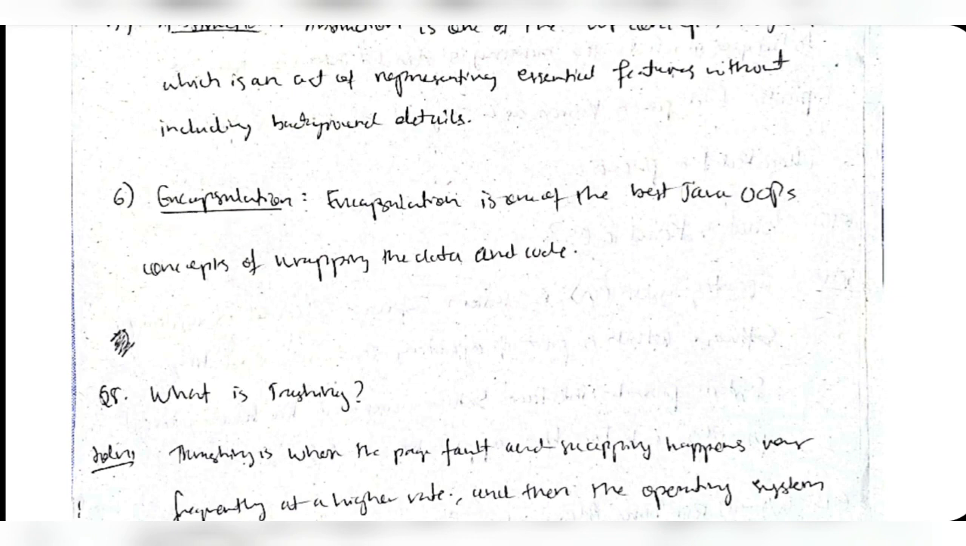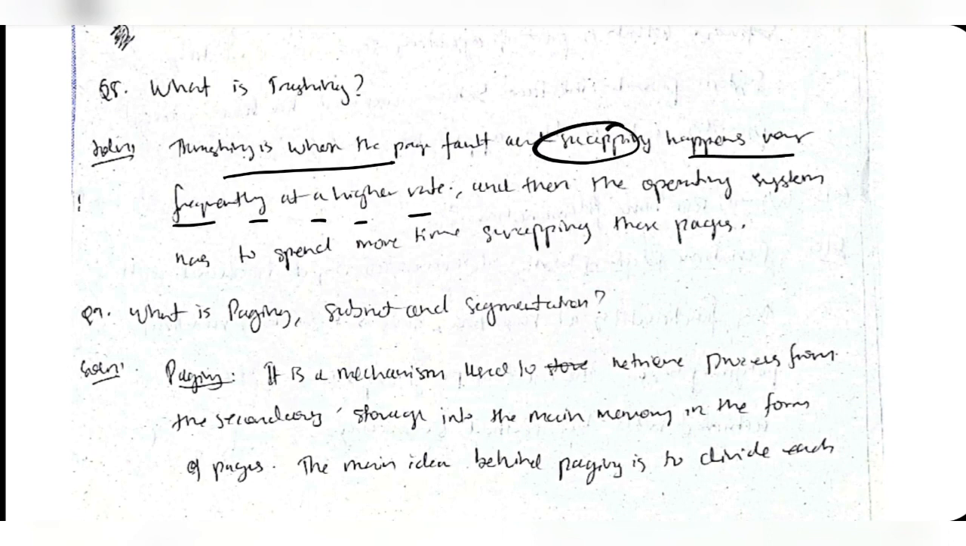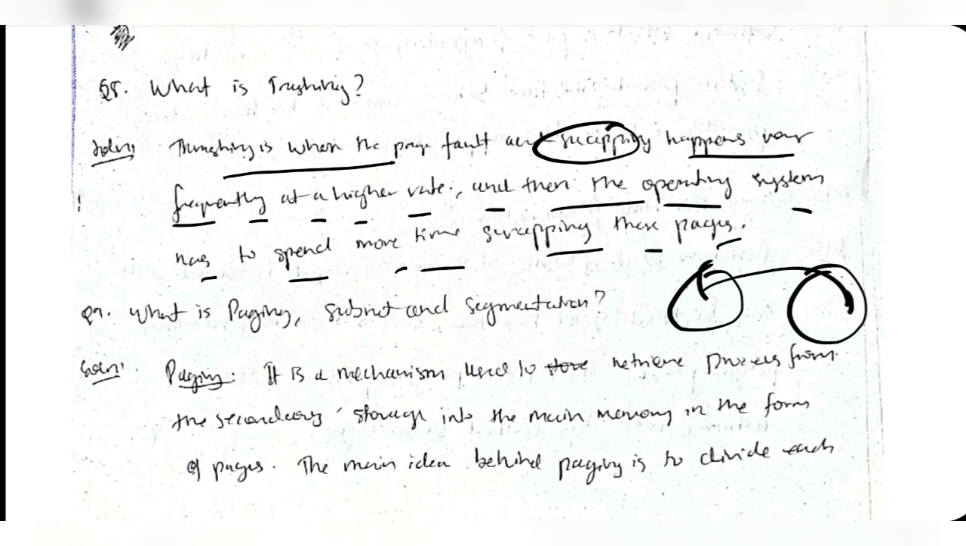The next question is, what is thrashing? Thrashing occurs when page faults and swapping happen very frequently at a higher rate. Then the operating system has to spend more time swapping these pages. So if page faults increase, it will spend more time swapping pages. That is known as thrashing.